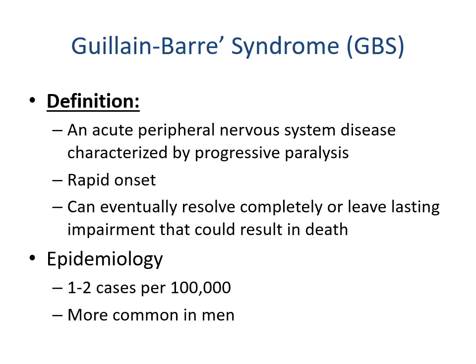So Guillain-Barré syndrome, or GBS, is an acute peripheral nervous system disease characterized by progressive paralysis, with a rapid onset. And this is the absolute freakiest thing, which is it can eventually resolve completely, or leave lasting impairment that could result in death. But typically, given enough time, it actually will reverse. Now, there will be some side effects and physical therapy afterwards, but in essence, when you first get it, Guillain-Barré looks just like ALS. And then one day, poof, it starts to go away. It's pretty wild. Like the neurological diseases are just something else.